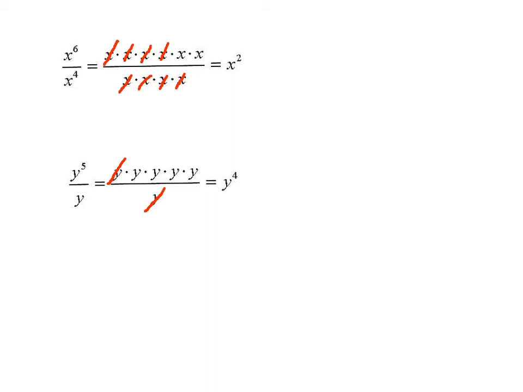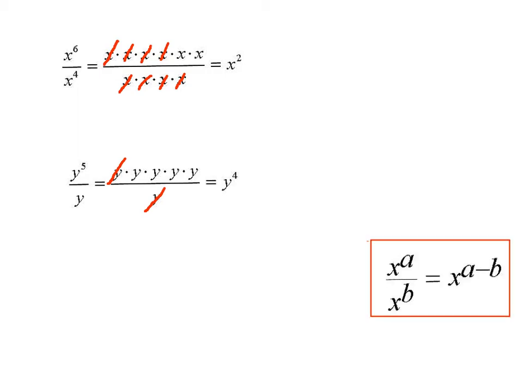You can sum this up by saying that if you subtract the bottom exponent from the top exponent, that gives you the exponent of the answer. 6 minus 4 is 2. 5 minus 1 is 4. Let's summarize our division rule. X to the a divided by x to the b is x to the a minus b.